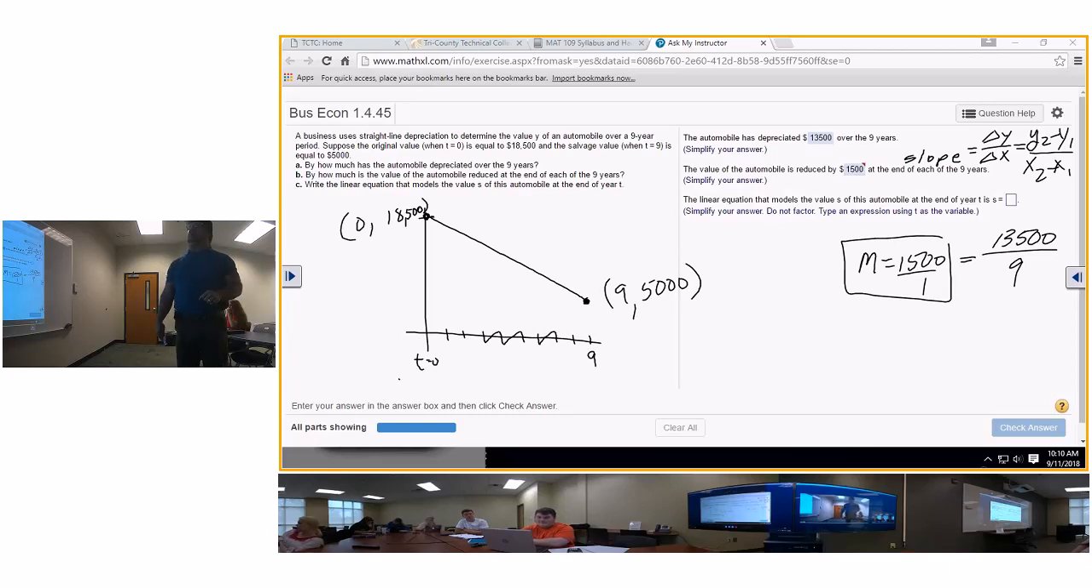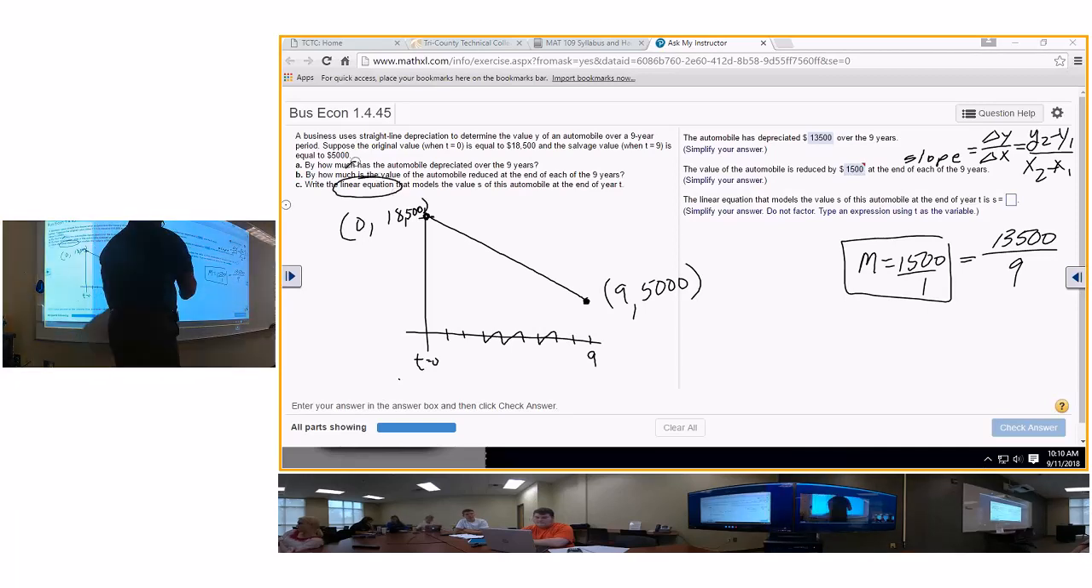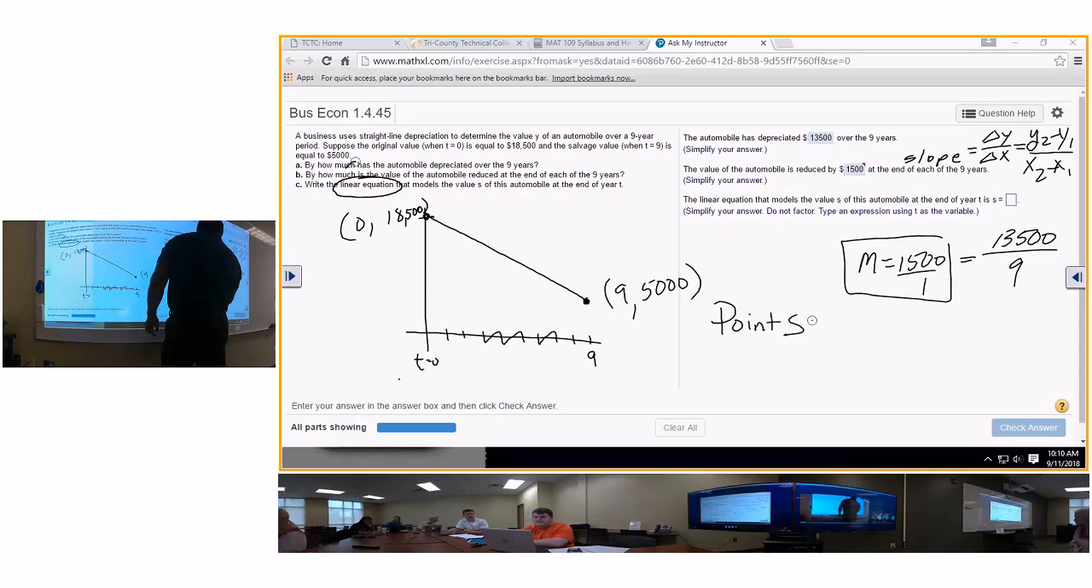Write the linear equation. Now, I think we went over a review of linear equations. When you find an equation, you use the point what? Point slope equation.